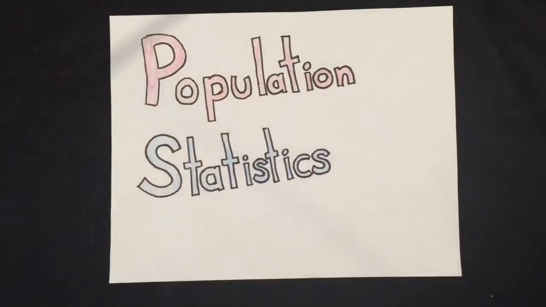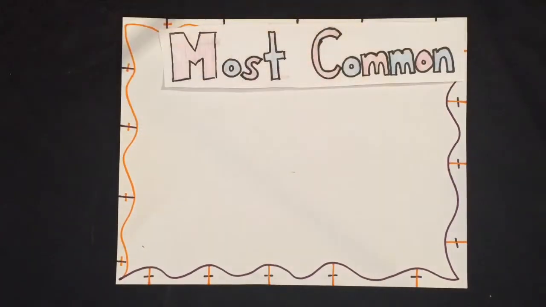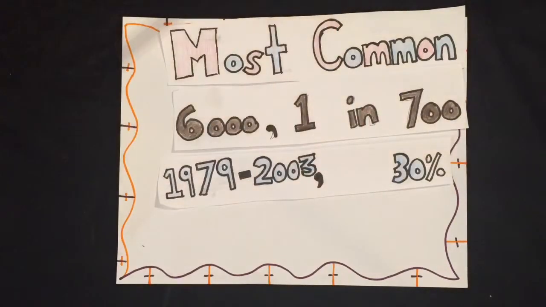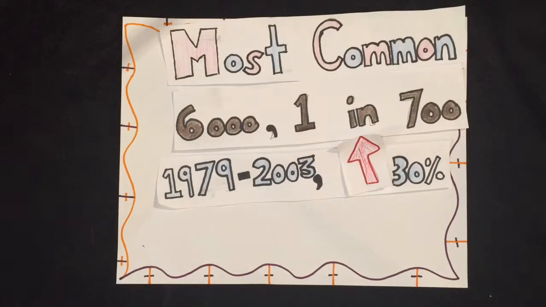Here are some of the population statistics for Down syndrome. Down syndrome is the most common chromosomal disorder. Each year, about 6,000 babies are born with Down syndrome, which is about 1 in every 700 babies born. Between 1979 and 2003, the number of babies born with Down syndrome increased by 30%. Older mothers are more likely to have a baby affected by Down syndrome than younger mothers.